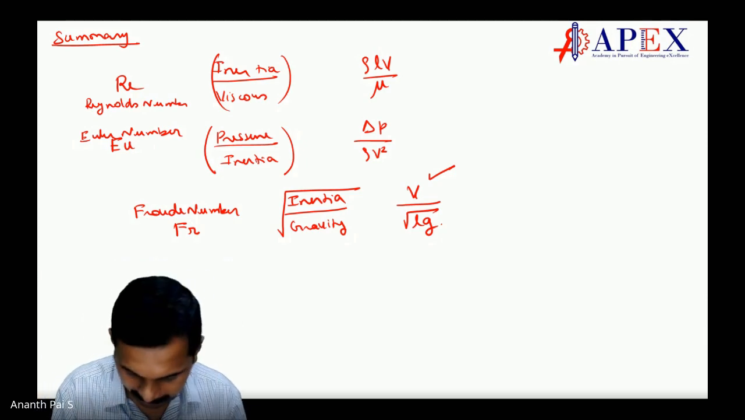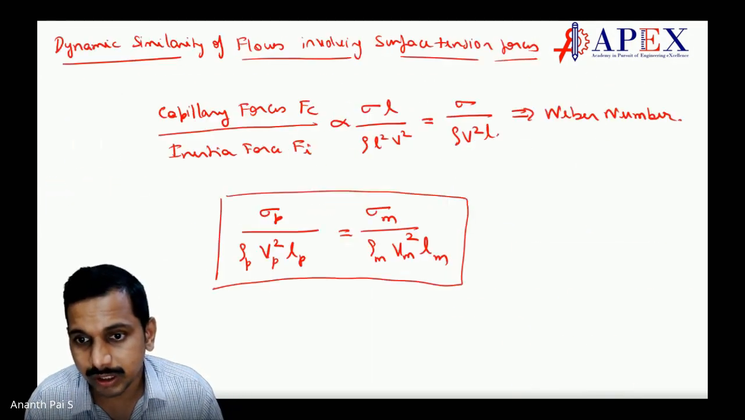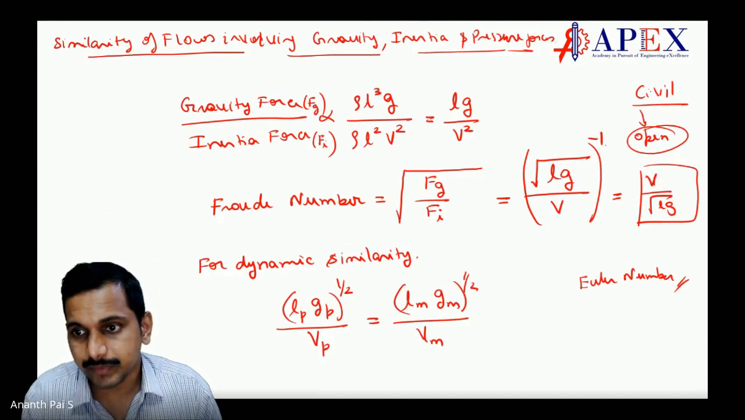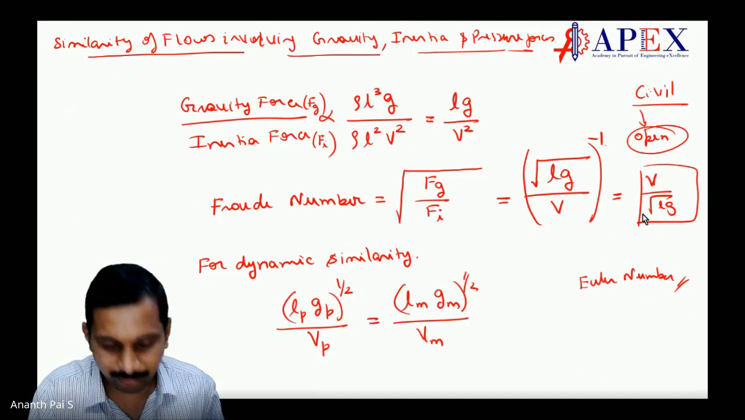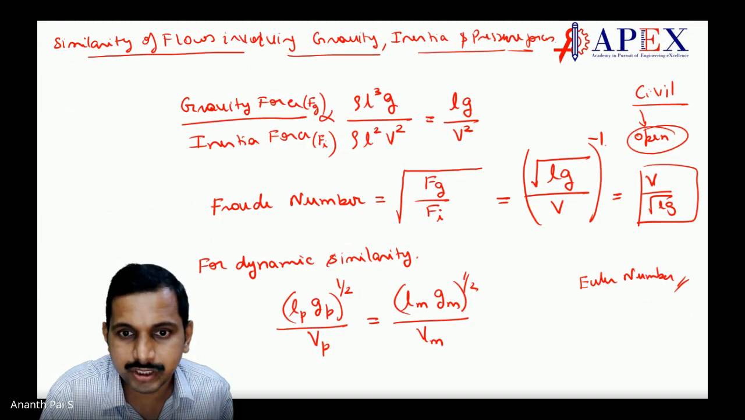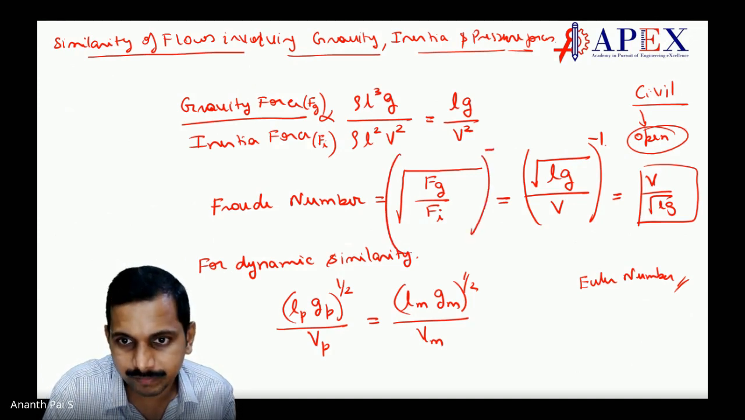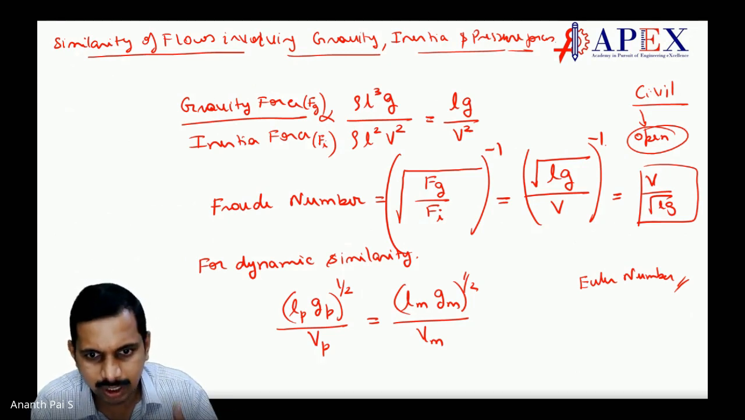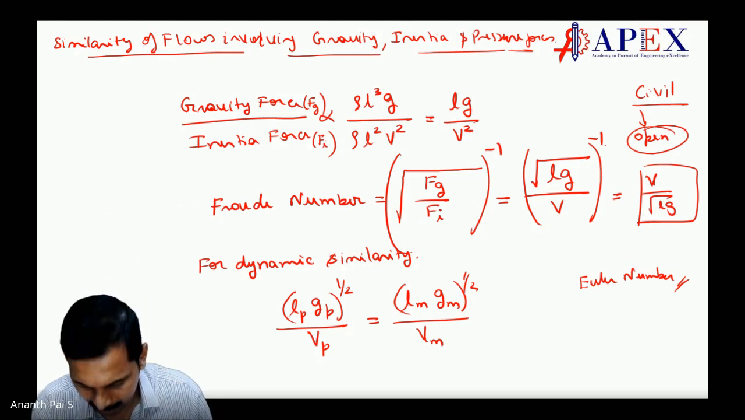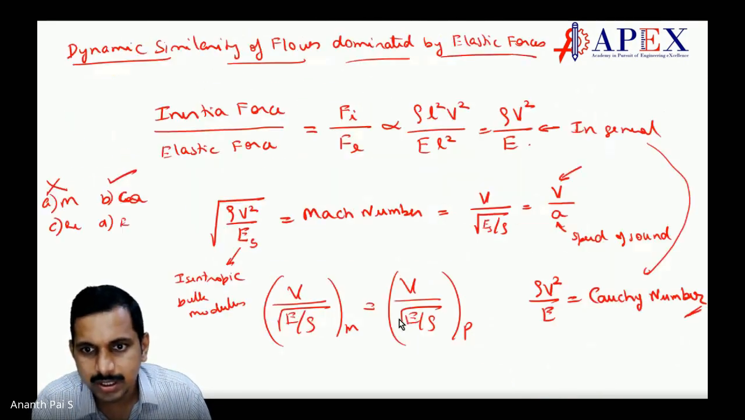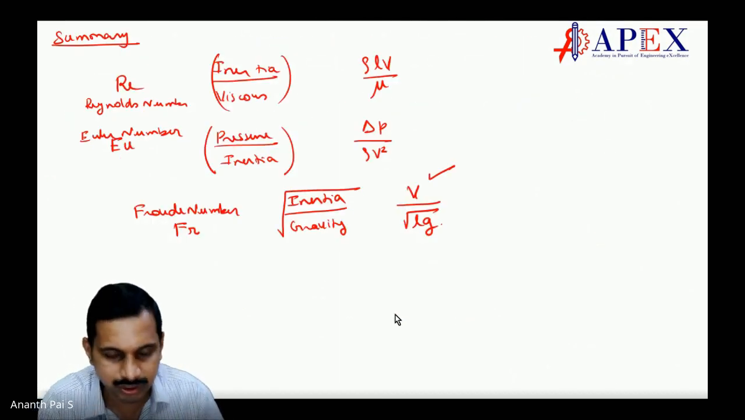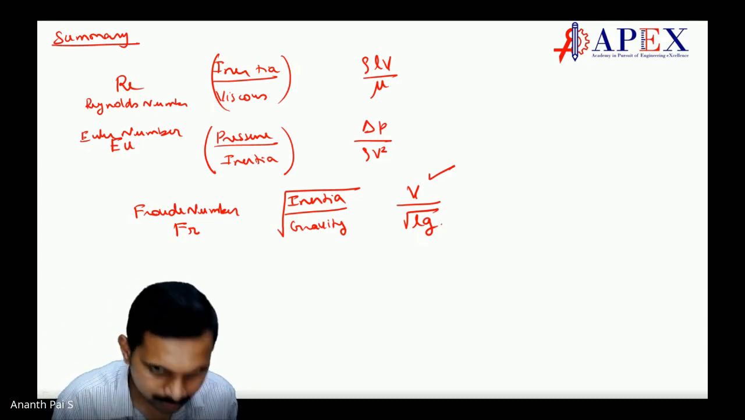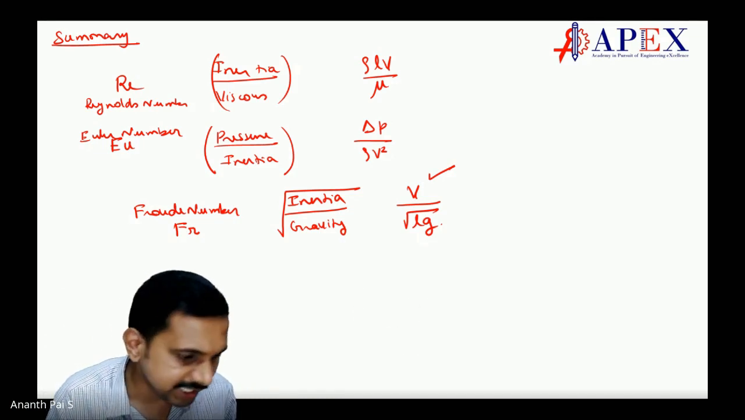Very important. Correct it here, students. Do not continue the mistake. V by root LG is the Froude number. Okay, you have to understand that this is not Froude number similarity. This is a major source of confusion. When you do a lot of problems and see it again and again, then it will be proper.